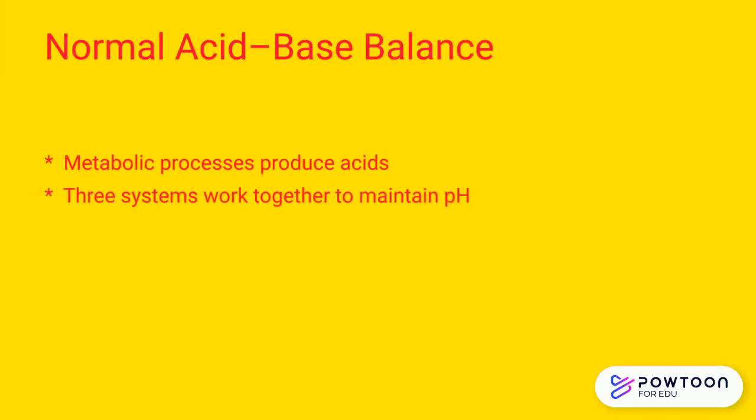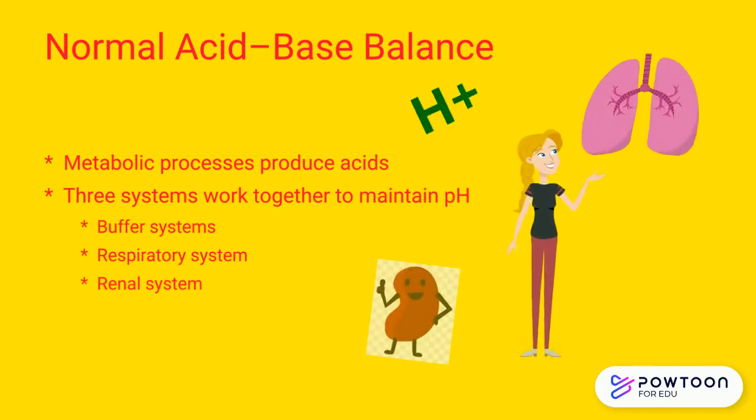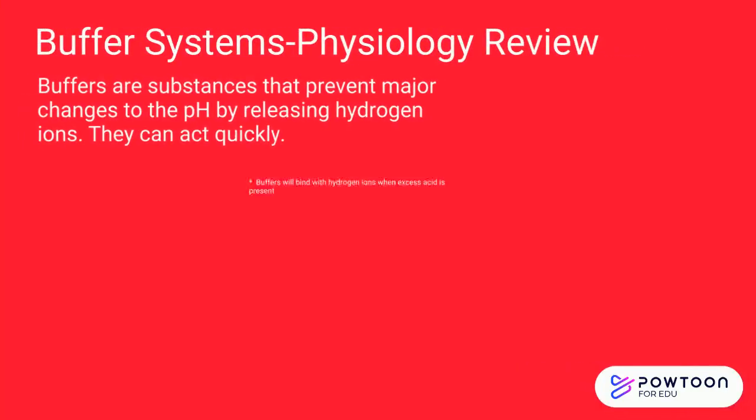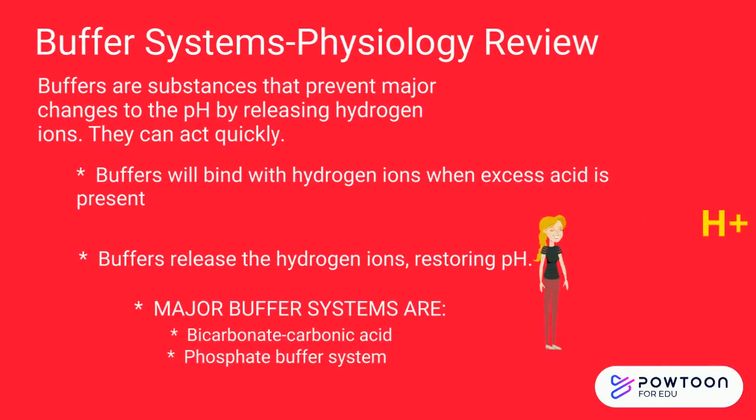So our bodies, in efforts to maintain this pH by controlling the hydrogen ions, have three systems. You have a buffer system, we have our respiratory system, and our renal system. Buffers are little substances in our bodies that will either bind with hydrogen or they will release hydrogen ions in hopes to control the pH of our body.